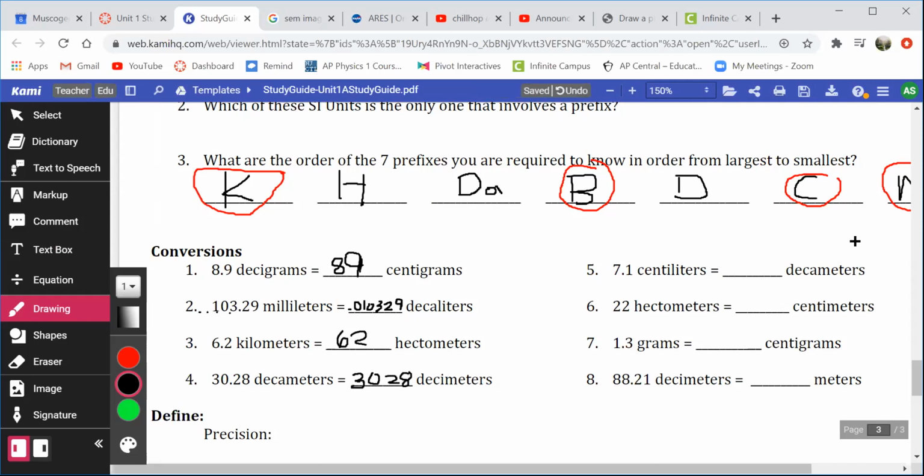Let's go ahead and knock them out real quick. 7.1, and now I'm going to tell you, it doesn't matter which one you change, you're going to have to change one of the base units here. All right, because we've got meters on one side and liters on another. They're not going to equal. All right, so I'm just going to change this to meters. So 7.1 centimeters is equal to how many decameters?